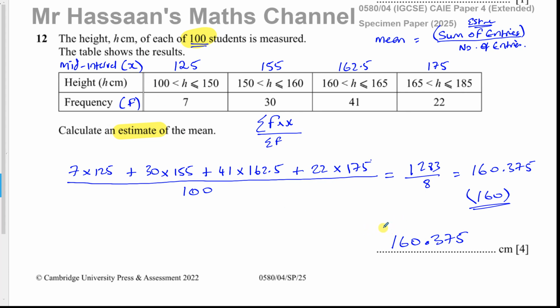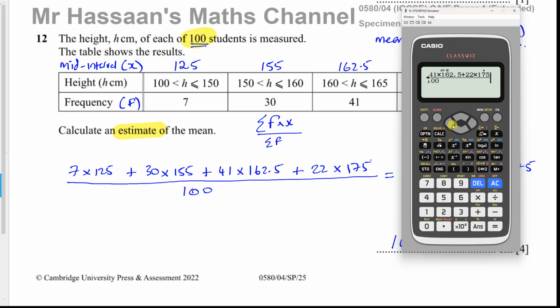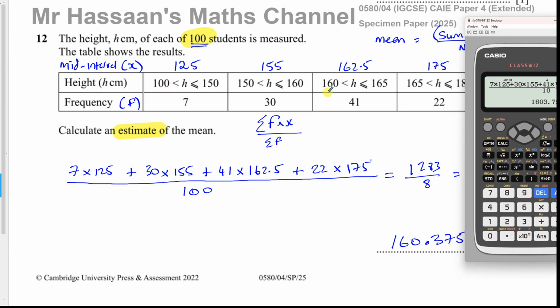Another thing that you should check before you continue, in case you made a silly mistake. So for example, supposing in my calculator, I put, instead of 100, I put 10. Or maybe I put 1,000, for example. Now, if I had put 10, let's show you. Supposing I divided by 10 by mistake. All right, my answer would have been 1,603.75. Now, there's no way that could be the mean weight of these children.